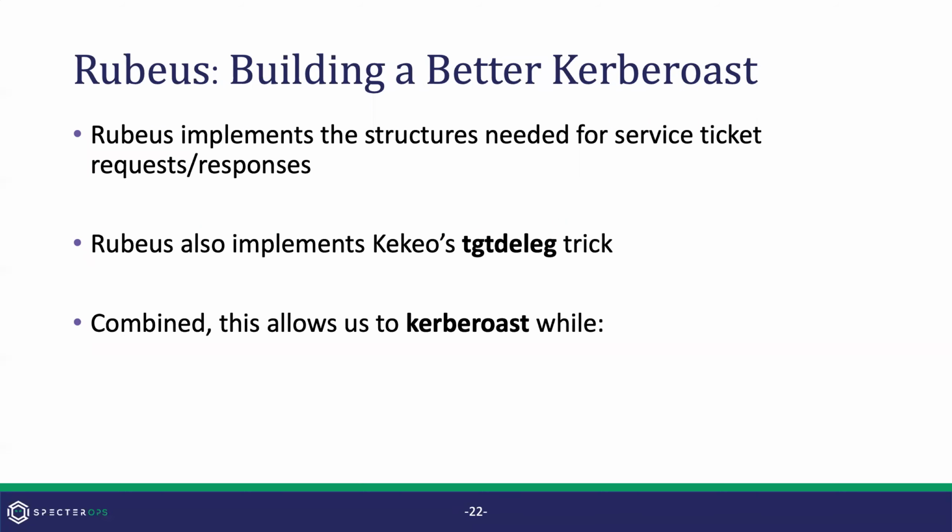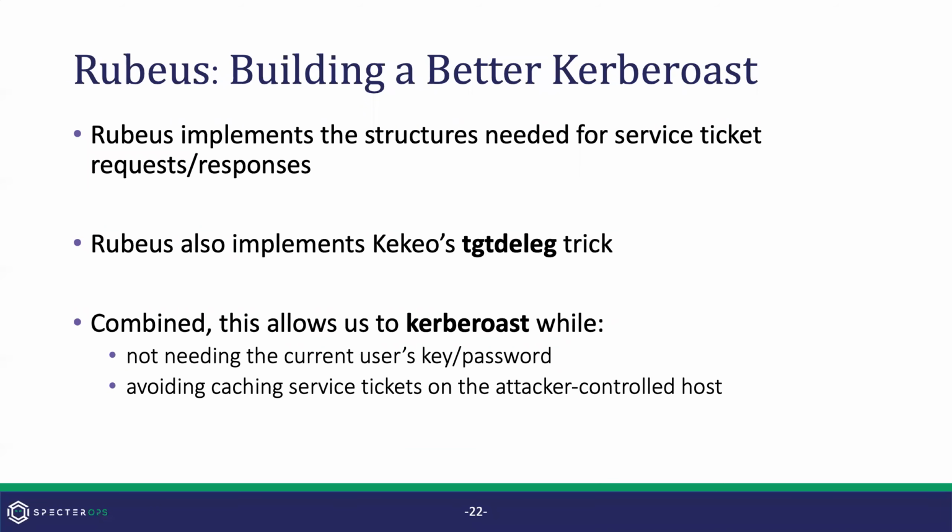And combining all this, this allows us to Kerberoast while not needing the current user's key or password and not needing to be in an elevated context, while also avoiding caching service tickets on the attacker-controlled host. And it also lets us specify RC4 in the service ticket request, because altogether with this, we're getting a usable TGT for the current user context, and we're taking that structure and manually requesting all the service tickets we want and extracting the roastable encrypted structure out of the responses.